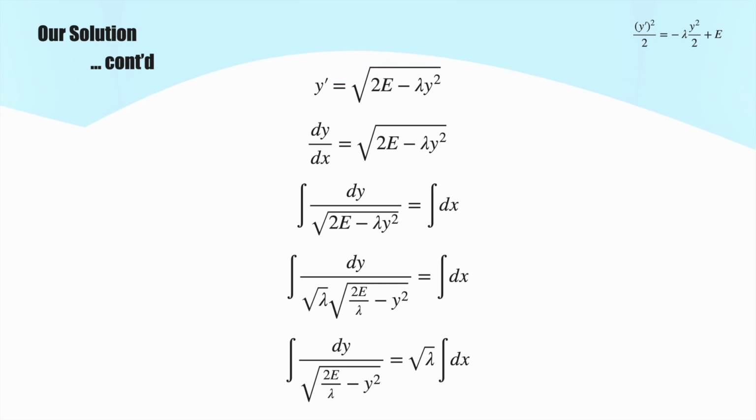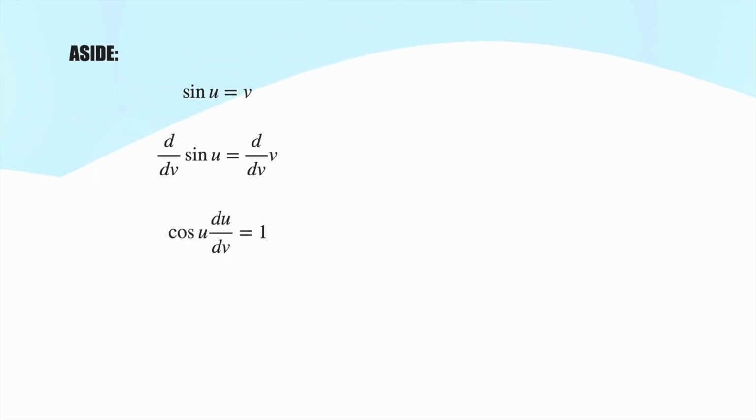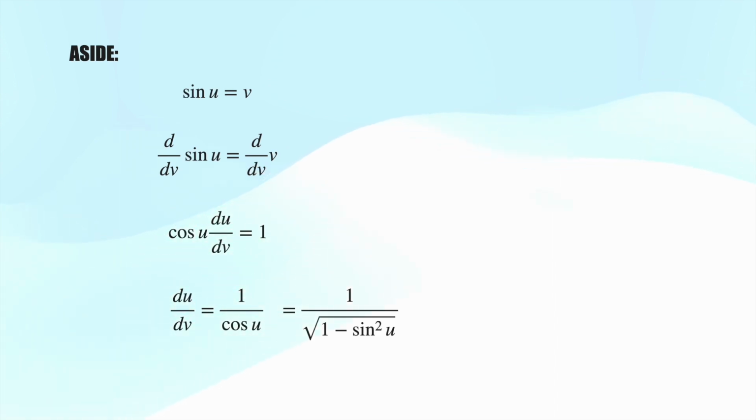Now, before we continue, we are just going to look at an aside. So if sine of u is equal to v, then if I take the derivative with respect to v on both sides, I will arrive at the following. du over dv is equal to 1 over cos of u. Now remember, 1 over cos of u is equal to 1 over the square root of 1 minus sine squared. That's using our trig identities. And remember, we had said that sine of u is v, so this becomes 1 over the square root of 1 minus v squared.